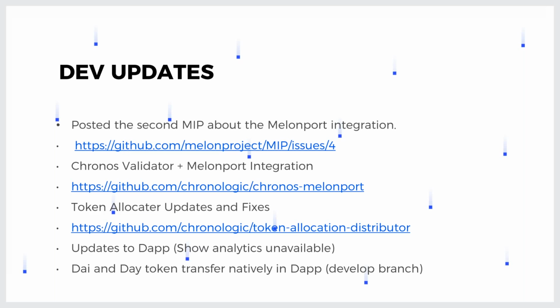That's pretty cool, Logan. Someone from the community has a question. What does MIP stand for? Oh yeah, sure. The MIP is the Melonport Improvement Protocol. It's similar to the EIPs, the Ethereum Improvement Protocols, but it's Melonport specific.